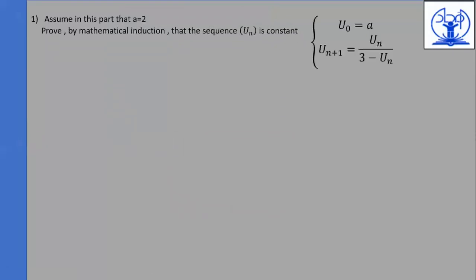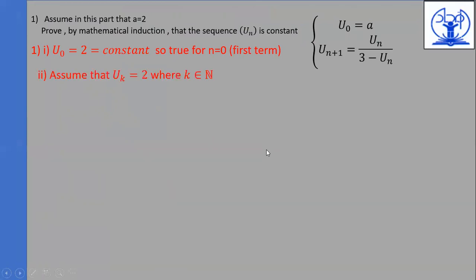So in this part, a is 2, and we're proving by mathematical induction that the sequence is constant. For n equals 0, u0 is 2, which is constant. In particular, this constant is 2. Actually, the question should be to prove that un is equal to 2 for all n. Assume now that this statement holds true for a certain level k. So assume that uk is 2. To finish the problem, it's enough to show that uk plus 1 is also 2.